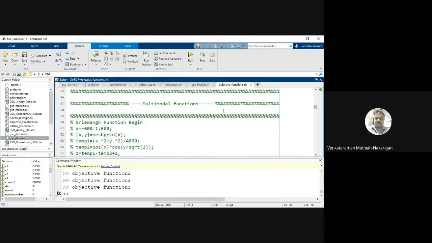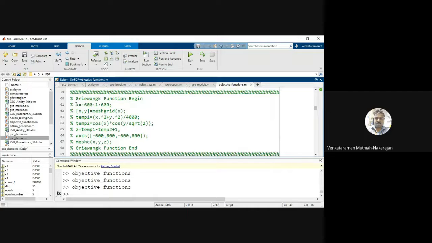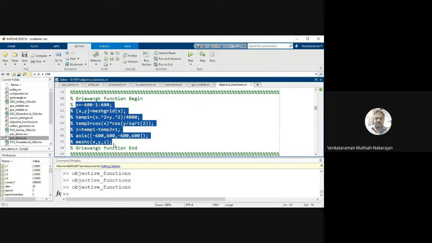Okay. Now we will look at some multimodal functions that could be of interest to us because our primary goal is to solve multimodal functions. Since most of the functions that we encounter in electrical engineering are multimodal type, we are primarily interested in these type of multimodal functions, and I will show you one of them now.